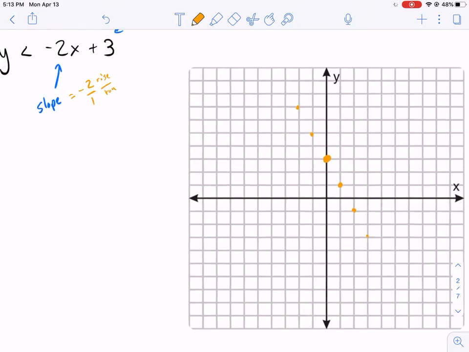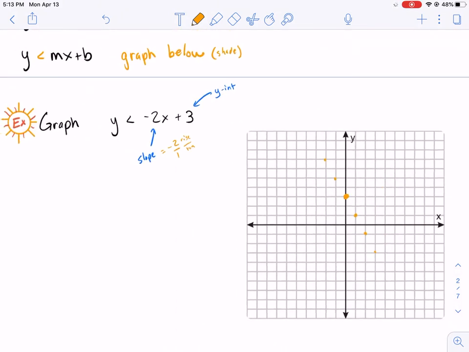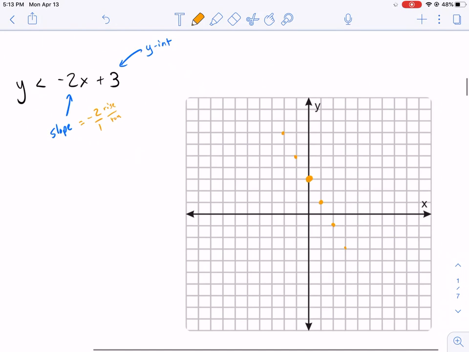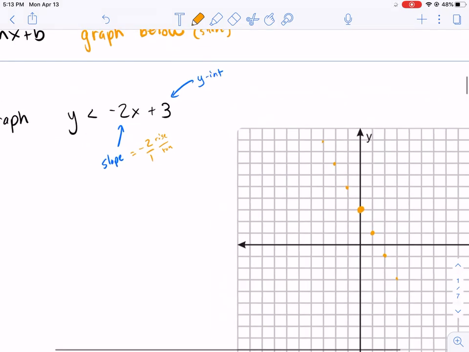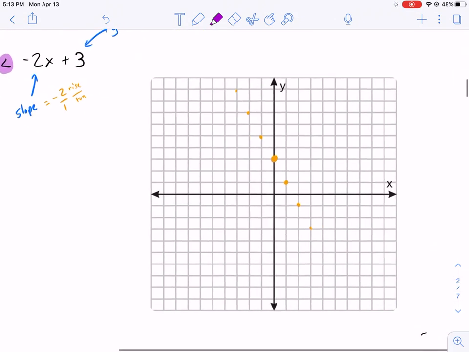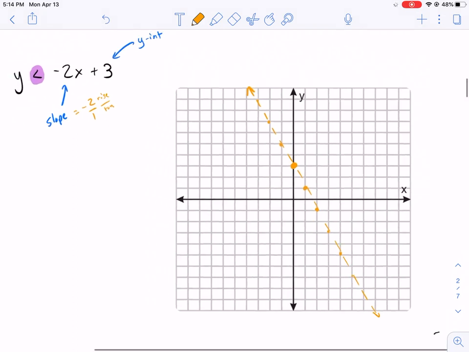Okay, now the key is, do I make it a solid or a dotted line? Because this is not a less than or equal to sign, it is a dotted line or a dashed line, however you call it. So I'm going to go ahead and show that. I will dash my line here. And there we go. That shows that I do not include the values at those points.